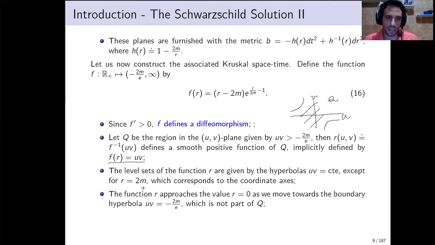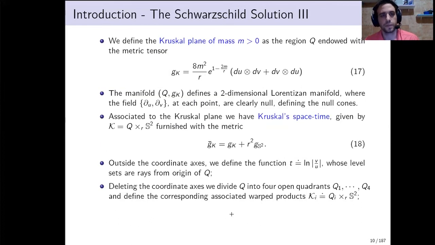Okay, and here we can notice a couple of things. First, the level sets associated to the function r in this region Q are given by hyperbolas, this kind of hyperbolas, except for the coordinate axis that corresponds to the values r equal to 2m. Okay, and the same here. And this boundary hyperbola represents r equal to 0. Okay, and they are not parts of the region Q. Good. And so with this construction, one defines the Kruskal plane of mass m positive as the region Q endowed with this metric.